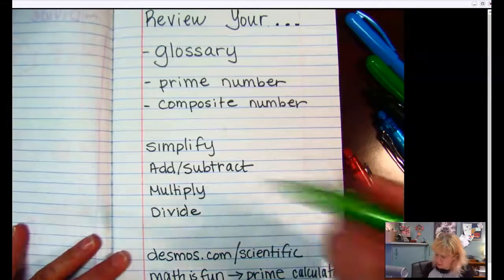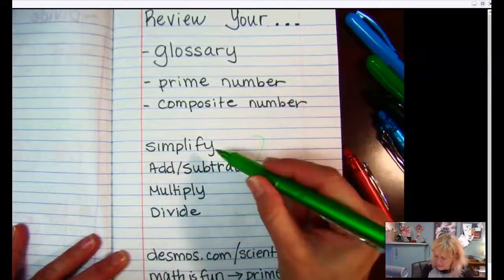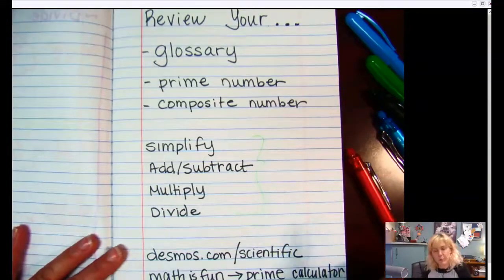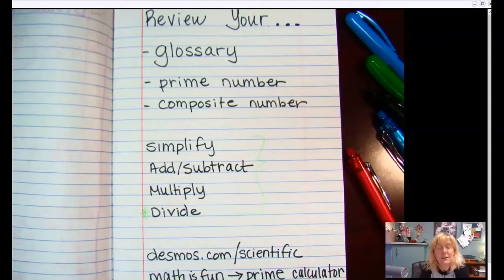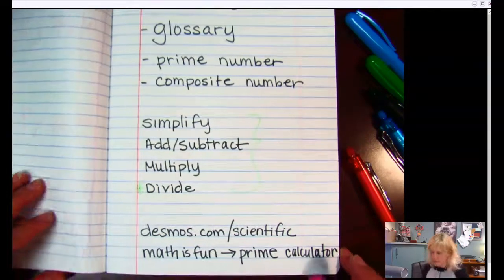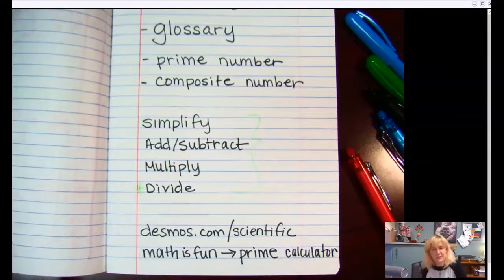So just four things: simplify, add, subtract, multiply, and divide. This one's probably the most steps involved. It's the very last thing we talked about, so make sure you have your notes ready for that. These 2 sites, you've got to have these 2 sites up and ready to go. And that's it.